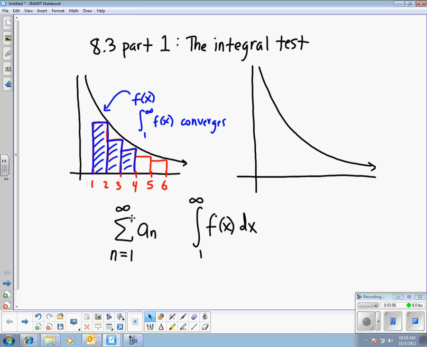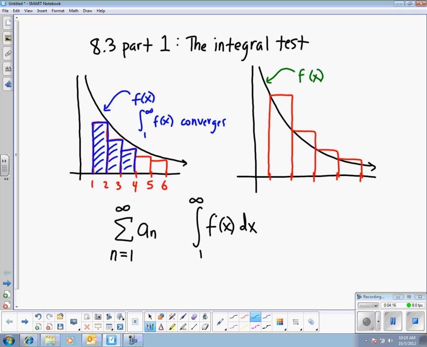On the other hand, let's say that f of x diverges, and we make it out of term 1 and term 2 and term 3 and term 4. If this function diverges, meaning that the integral is infinite, it diverges, then the series is going to diverge also.